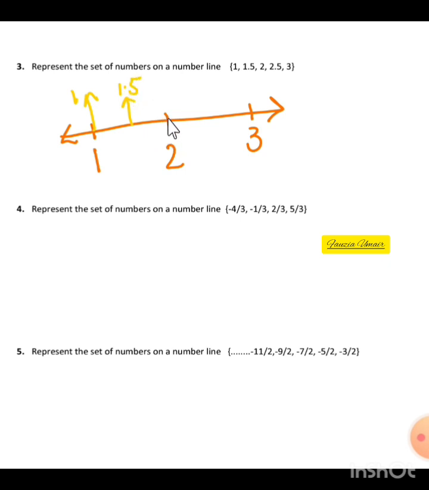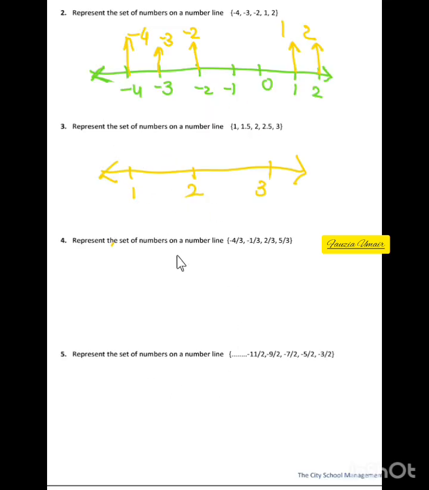Scale is different. Please remember that. Scale is different and the representation of the number is a totally different thing. So here it is 2.5 and there is 3.